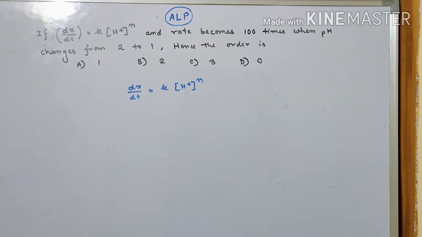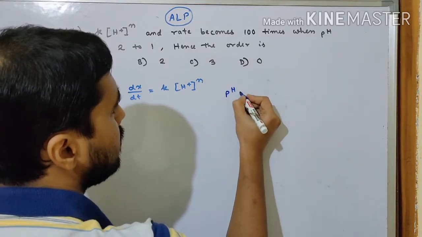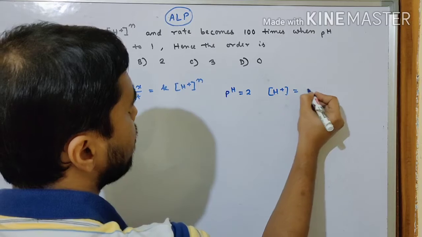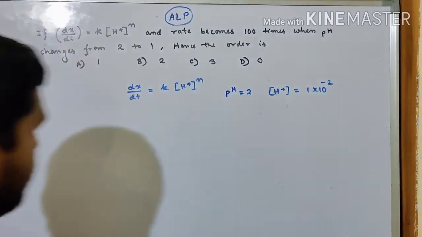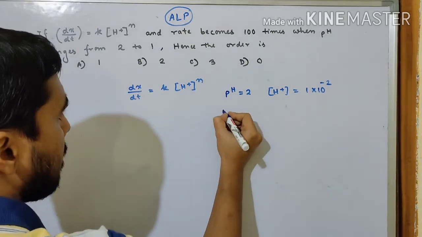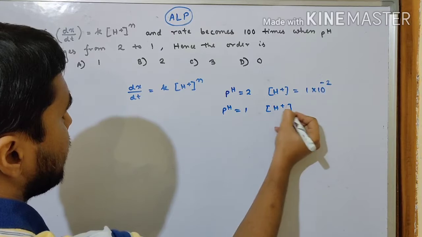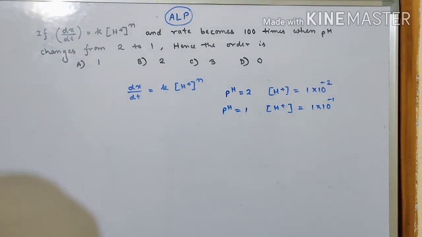Question is, given pH range is from 2 to 1. So pH range 2, what does it mean? pH is equal to 2. That means H plus ion concentration is 1 into 10 to the power minus 2. And pH is equal to 1 means H plus ion concentration is 1 into 10 to the power minus 1. So these two are there.